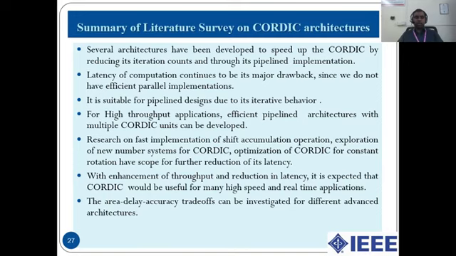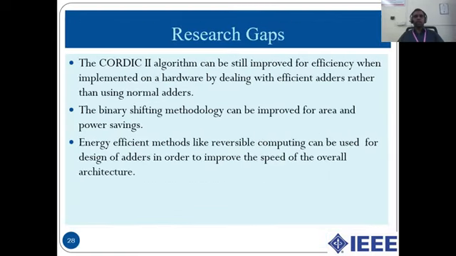It is actually suitable for pipeline design due to its iterative behavior, and for high throughput applications, efficient pipeline architectures with multiple CORDIC units can be developed. Research on fast implementation of shift accumulation operation, exploration of new number systems for CORDIC, and optimization of CORDIC for constant rotation have scope for further reduction of its latency. With the enhancement of throughput and reduction in latency, it is expected that CORDIC would be useful for many high-speed and real-time applications, and the area delay accuracy trade-offs can be investigated for different advanced architectures.